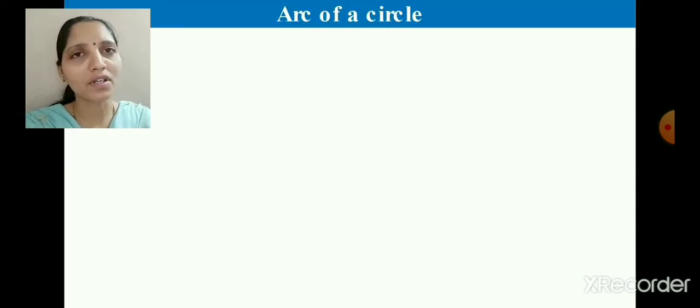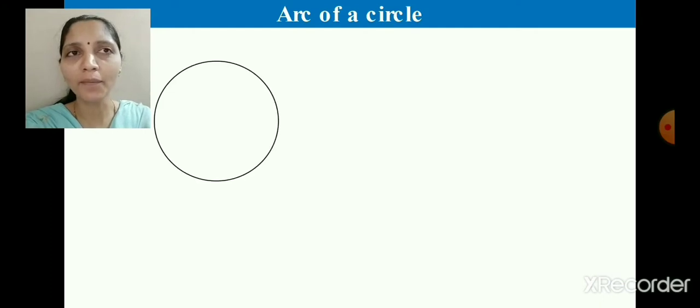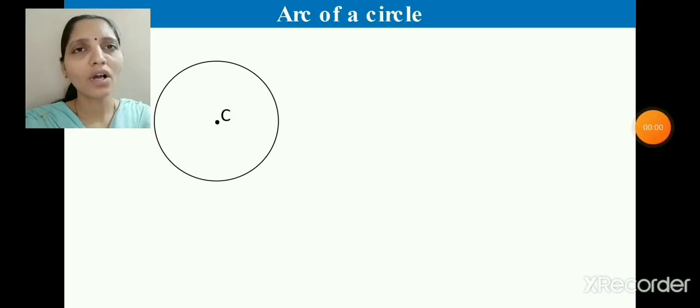Arc of a circle. Now can you tell me what is the meaning of arc of a circle? Arc is nothing but a part of a circle. Means if I divide this circle into small parts, then each part is called an arc of a circle. Now let's try to learn this arc of a circle in detail.